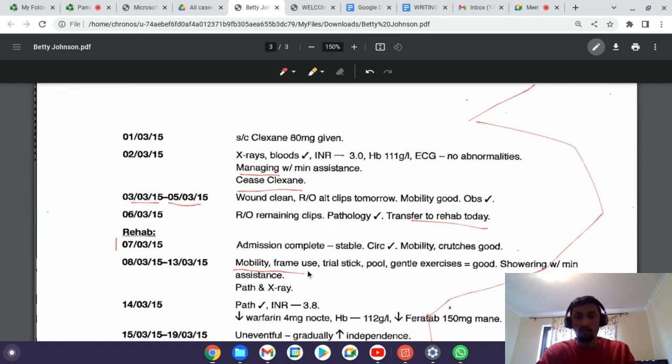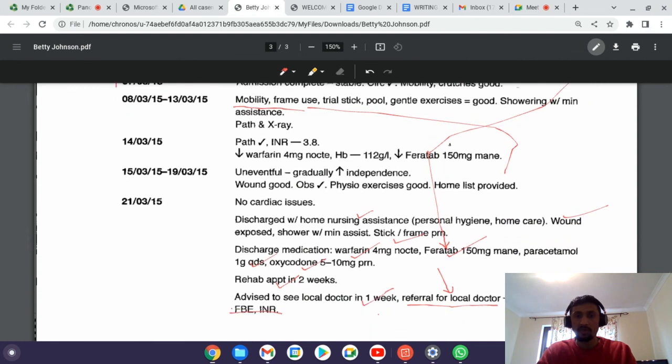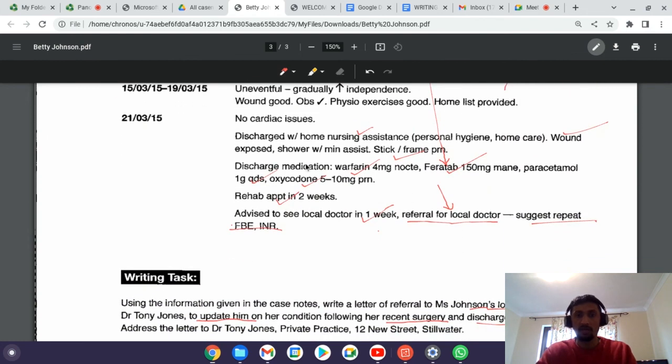Okay, so from this point onwards, you can club that information with what we need to do with it. That means discharged with home nursing assistance, personal hygiene, home care needed, and wound care you can mention as well. So which one will you give priority, wound or mobility? The patient had medications, wound, personal hygiene and mobility issues. These are the four important ones.